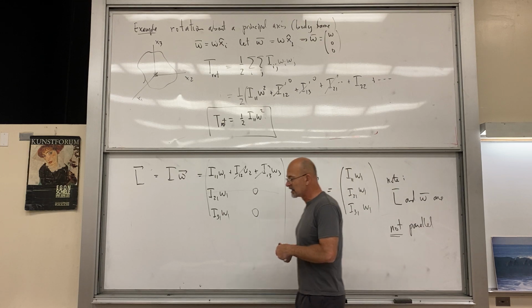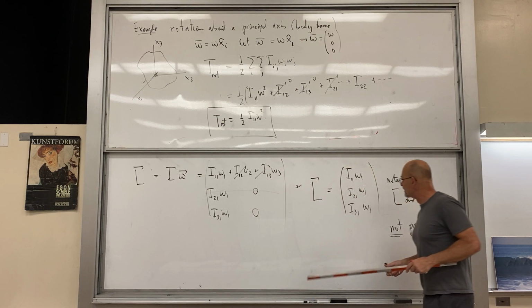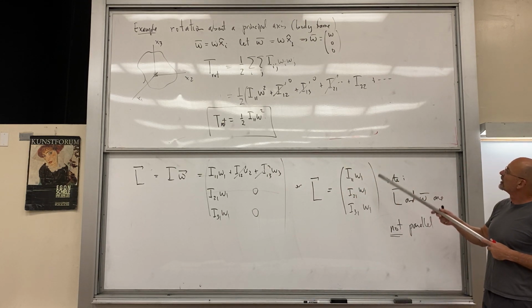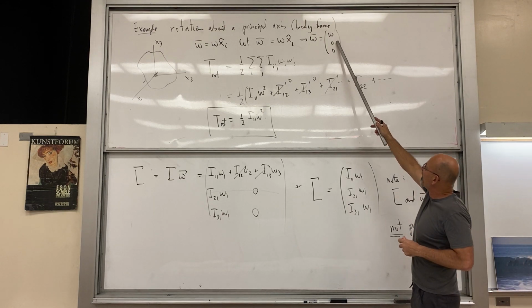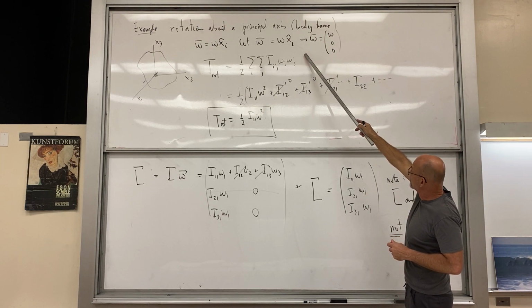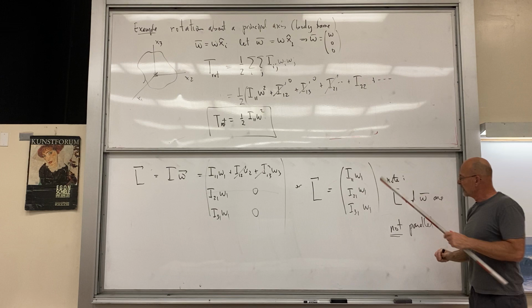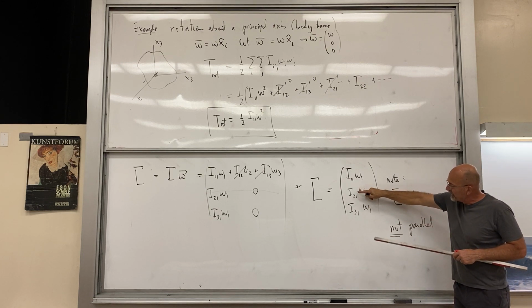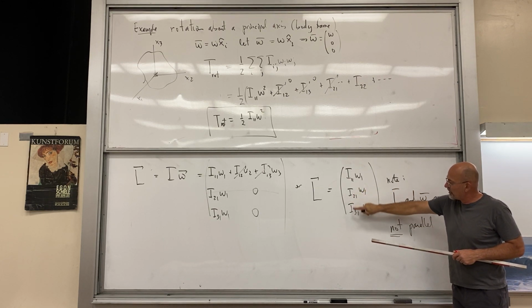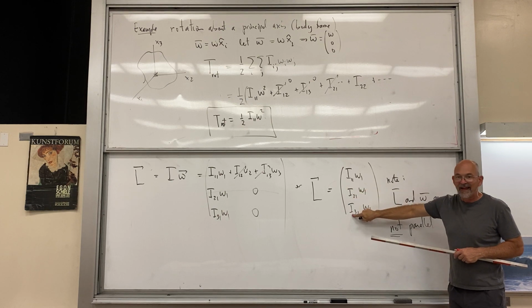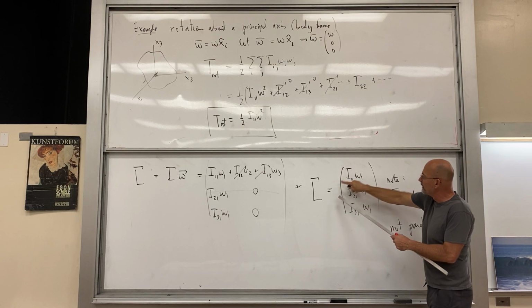They're not parallel. When are they parallel? Well, remember, the omega vector just has that one component around the x1 axis. So if the body is symmetric and these two moments of inertia vanish, then it will be parallel.